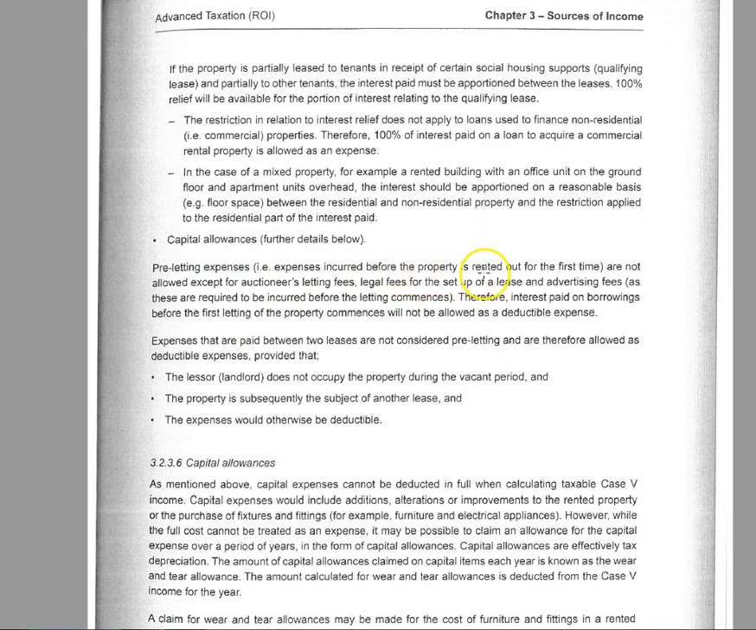expenses incurred before the property is rented out for the first time, not allowed, except for letting fees, legal fees, and advertising. And this is the big one. Interest paid on borrowings before the first letting will not be allowable. Oftentimes, insurance and interest are the ones. It needs to tell you the insurance was paid from. If it tells you insurance was paid before it was let out, then you would disallow the pre-letting part of the insurance. The same with interest.